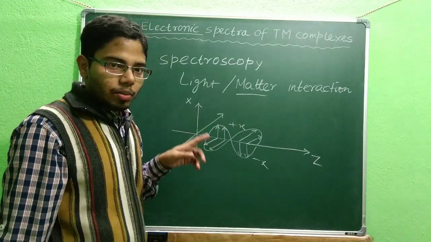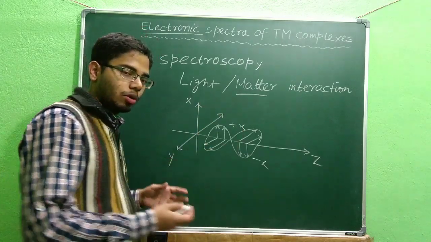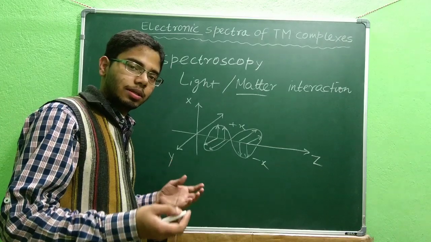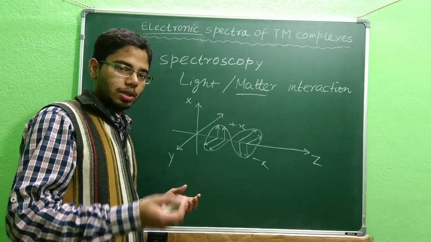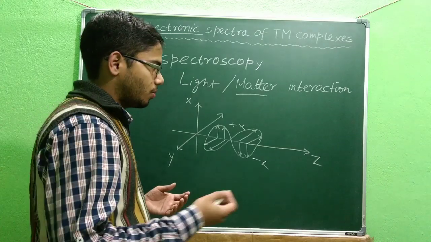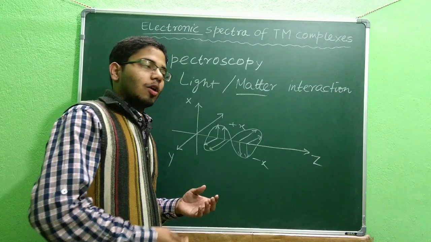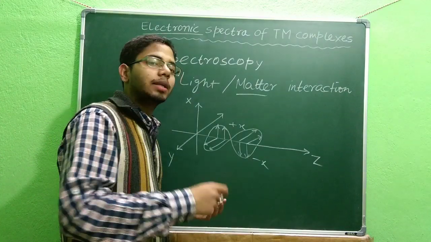Now light is an electromagnetic radiation, so when it falls on matter, a certain amount of it gets absorbed by the matter and the rest of the light is transmitted or emitted, which is what you see. So basically you see the complementary color of the visible rays where it absorbs.